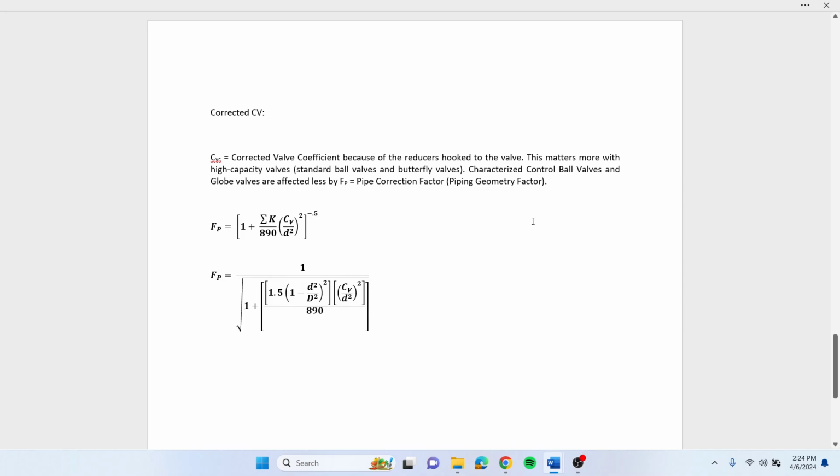But what corrected CV is, it's just a percentage of your CV that is still part of it, because you did such a reduction in piping from the piping down to the valve. So instead of being 100% of that CV, it might be 0.9 times your CV to end up with that corrected CV. We'll go over that in another video.